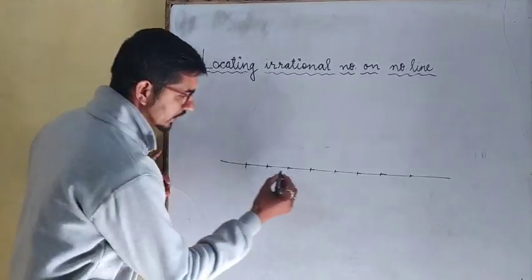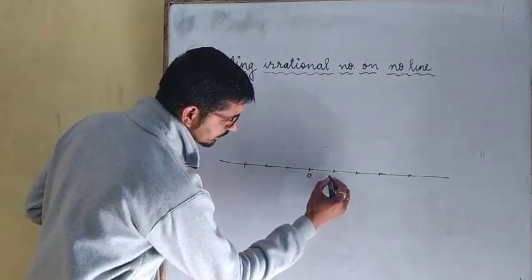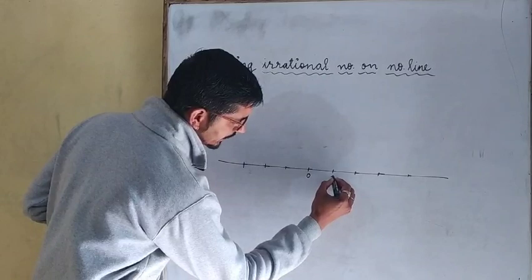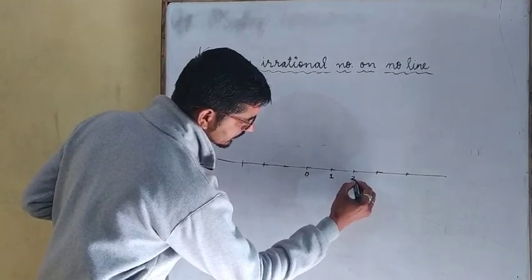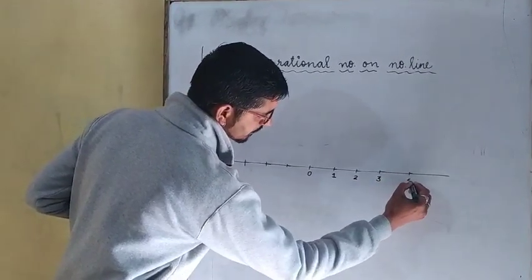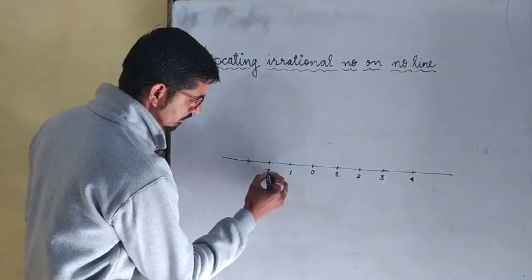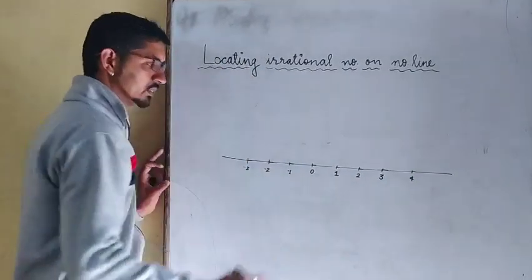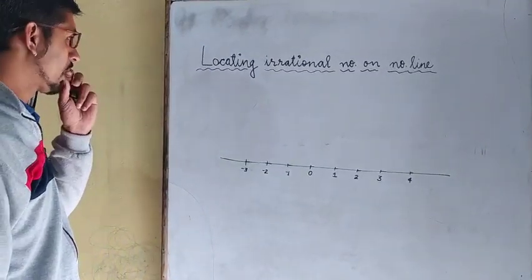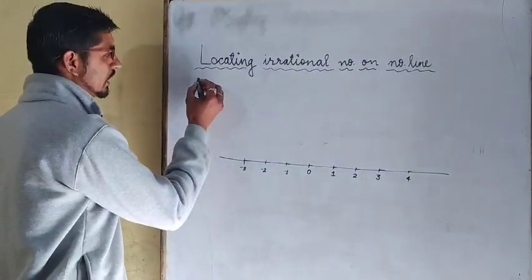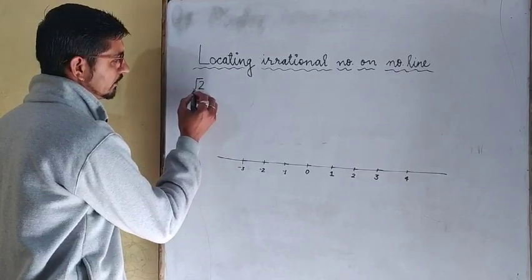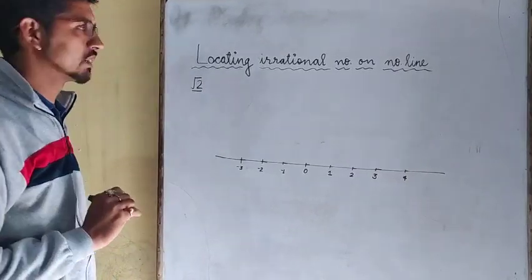Okay? Now what you will do? You will make 0. You will prepare a number line. You will make it a number line by placing the numbers 2, 3, 4. Now here -1, -2, -3, and so on. Now what are we locating? Let's start with root 2. We know that root 2 is an irrational number.